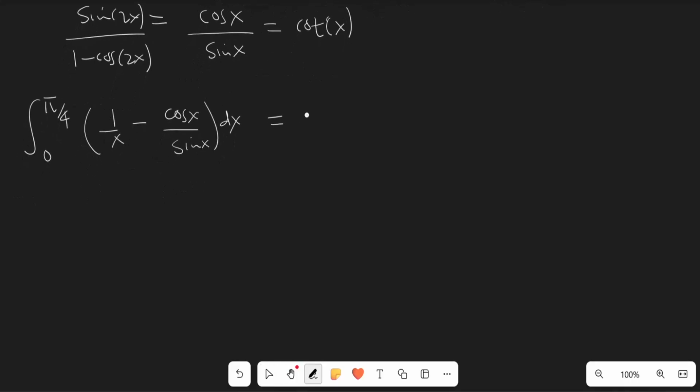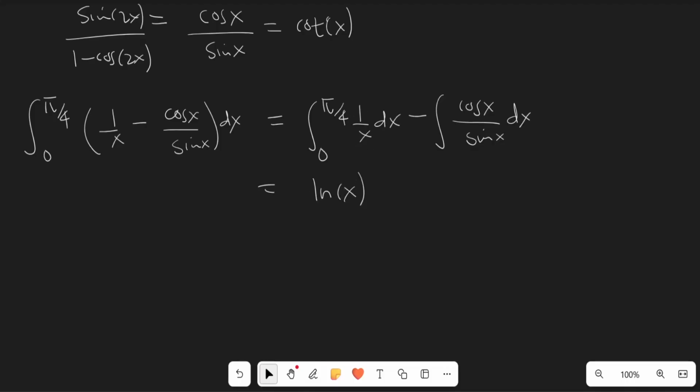So integrating, that becomes the integral from 0 to pi over 4 of 1 over x dx minus the integral of cosine of x over sine of x dx. And this one is just the natural logarithm of x, and you are integrating that from 0 to pi over 4, minus this one, the integral of cotangent. The integral of cotangent is the natural logarithm of sine of x, because if you are differentiating sine of x, you are getting cosine of x. So that is just the natural logarithm of the sine of x, integrated from 0 to pi over 4.